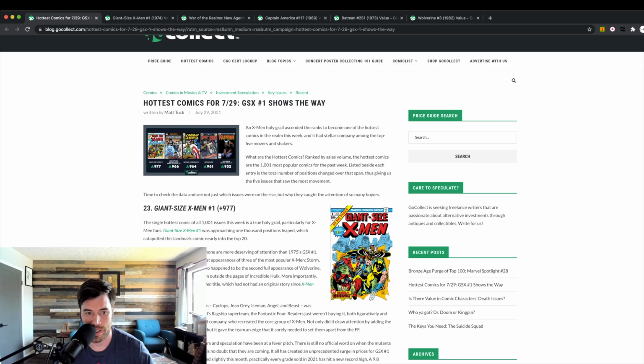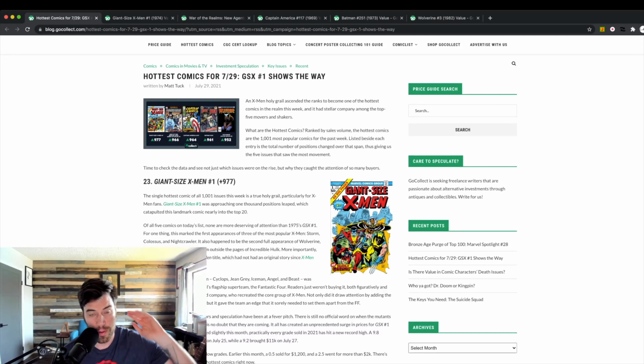So let's look at this week, 7/29. This came out yesterday, and these are the top five hottest comic books. It's not the most units sold, it's just the ones that have moved up the charts the fastest. So the first one up is Giant Size X-Men number one. GoCollect calculates about 1,000 comic books and sees which one has been selling the most units. And this Giant Size X-Men number one has moved up 977 spots. So there's a lot of volume being sold of Giant Size X-Men number one.